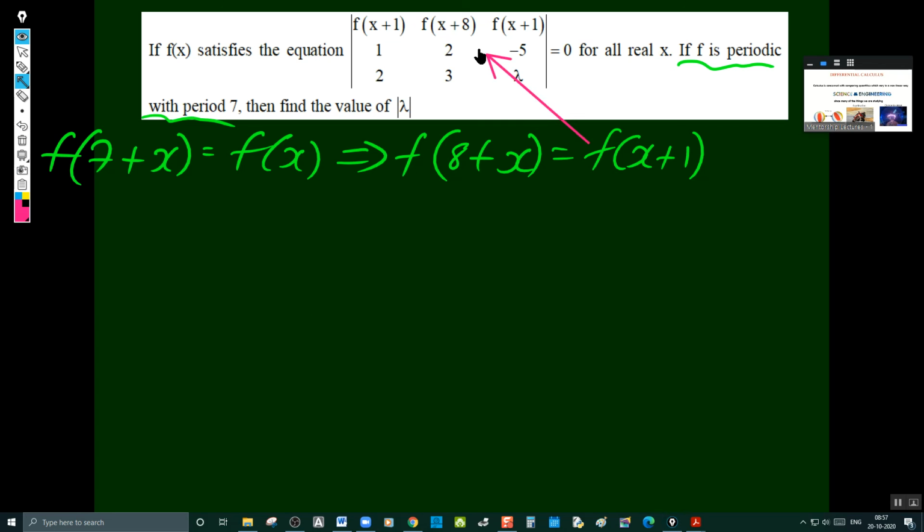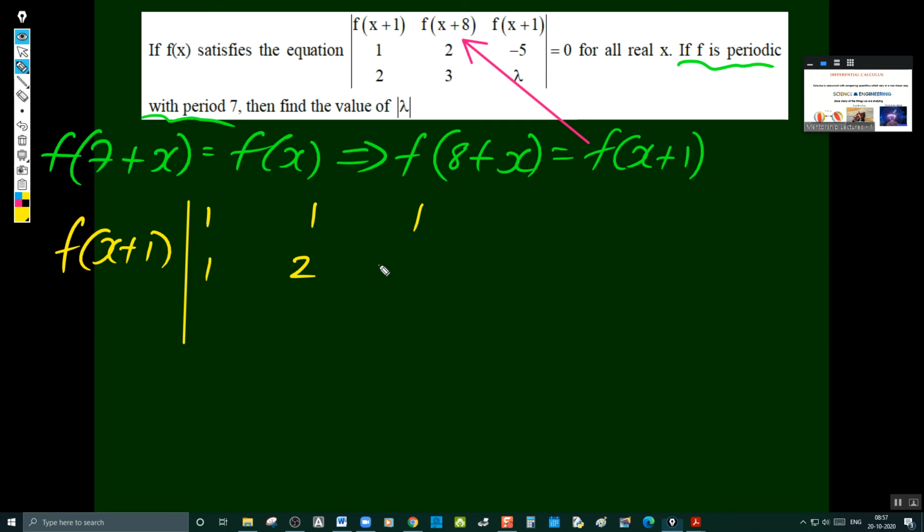Okay. So let me write that directly so that you will understand it easily. F of x plus 1 taken common because both are equal, f of x plus 8 and f of x plus 1. Now what is it that you get in the first row? 1, 1, 1, and 1, 2, minus 5, and 2, 3, lambda.